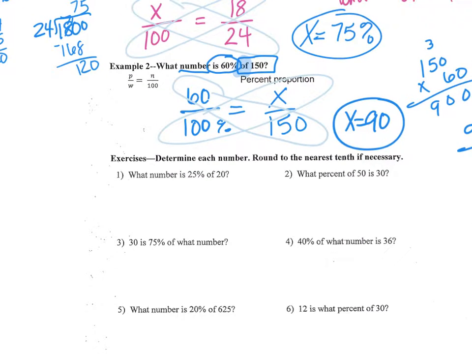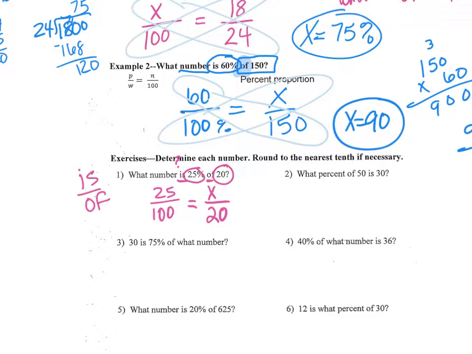What number is number 1? What number is 25% of 20? Okay, so they gave me that percent, so that's going to go on top of 100. So I'm going to put 25 over 100 equals, and they gave me of 20, but I'm looking for what number is 25% of 20.